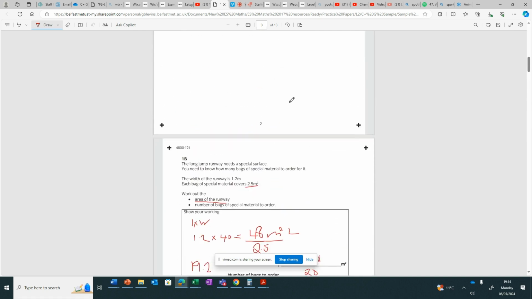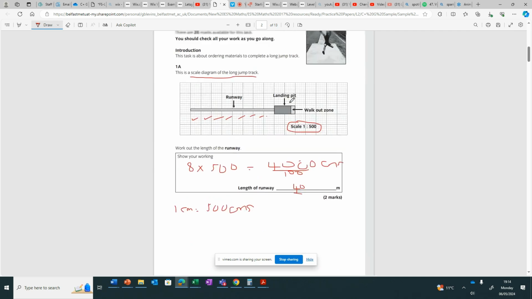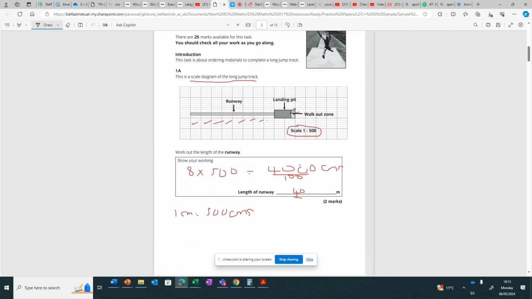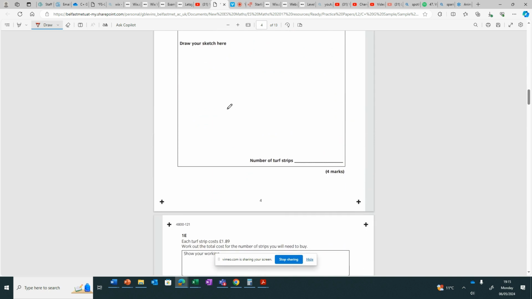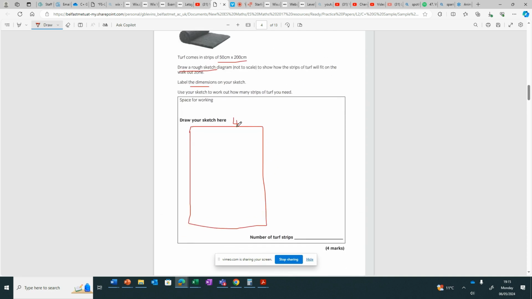Well, the walkout zone was shaped, there it is there. So it's a rectangle going down the page. So I'm going to draw a rectangle. There we go. Bit like that. Fine. I'm going to label it. I'm going to put my measurements on it. 4 meters. Was that 2 meters? And I've got to put strips in it.